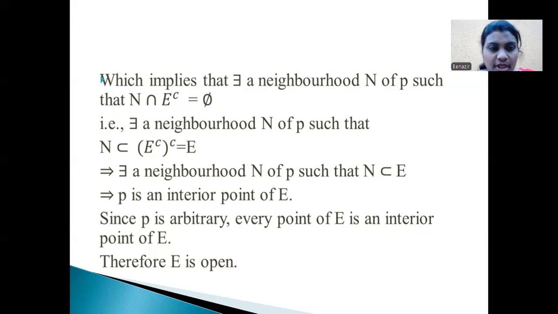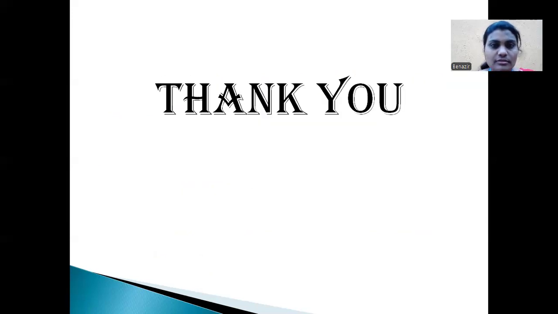The whole complement becomes E. So there exists a neighborhood N of P such that N is a subset of E. So from this, P is an interior point of E. Since here also P is arbitrarily chosen, every point of E is an interior point of E. Therefore, E is open. Okay, thank you.